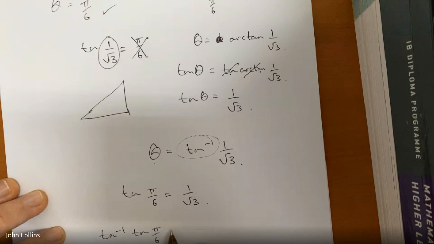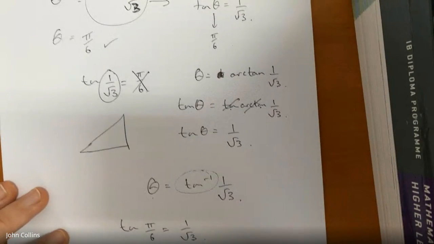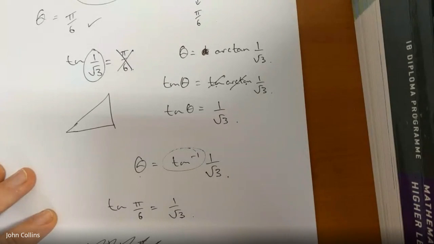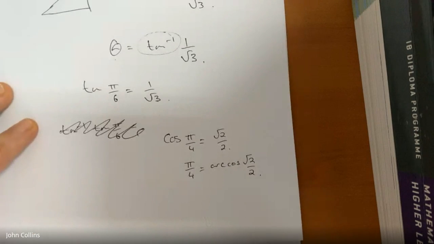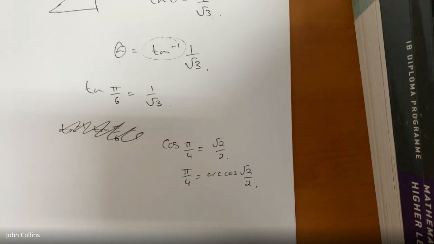So arc tan of 1/3 equals pi over 6. Is that a rule? Yeah. So then if I did, for example, cos of pi over 4 would equal root 2 over 2. So then the arc cos of root 2 over 2 is equal to pi over 4. Exactly, that's exactly it. They have that relationship. So that is the starting point.